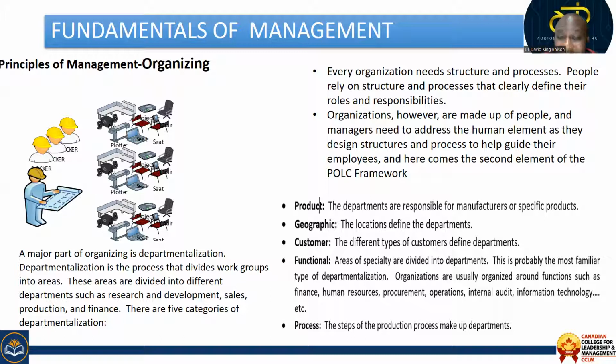And then you also want to look at customers, the different types of customers, to define the department. The departments are producing specific products and services to specific customers, a target group, so that also defines the department. And functional, we are looking at areas of specialty divided into departments. This is probably the most familiar type of departmentalization, where organizations are usually organized around functions, such as finance, human resource, procurement, operations. That's what most of us do.